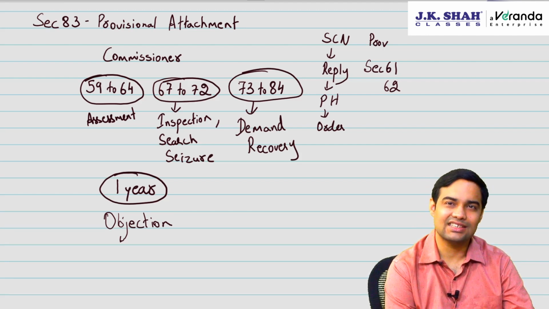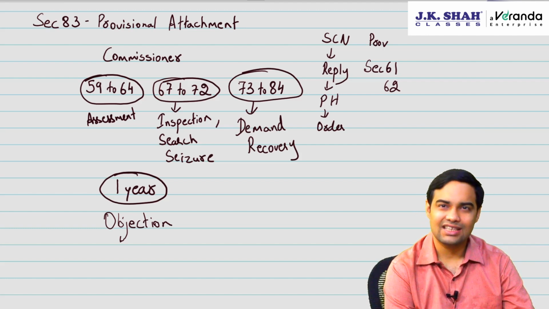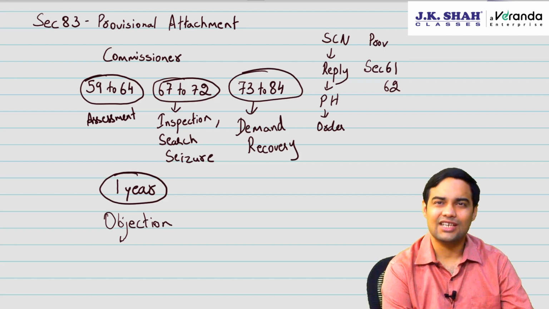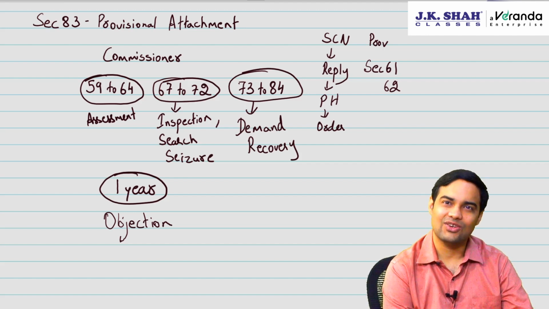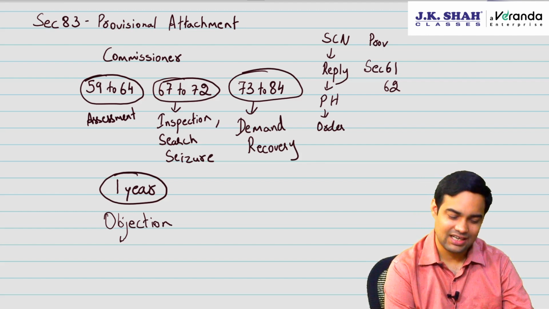Sir, once attached, can they attach it again? The law does not bar it. Once it is attached for 1 year, again they can issue a provisional attachment order for another 1 year, though you will not get a question because the law is silent on this aspect. So be very careful about provisional attachment.